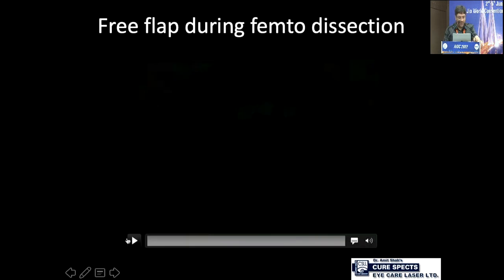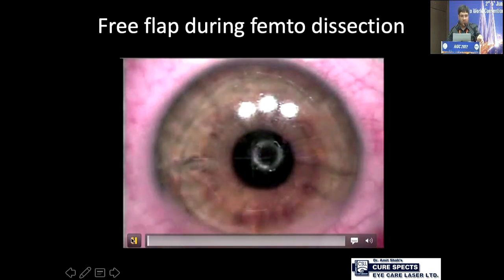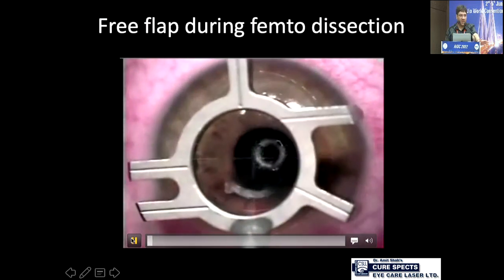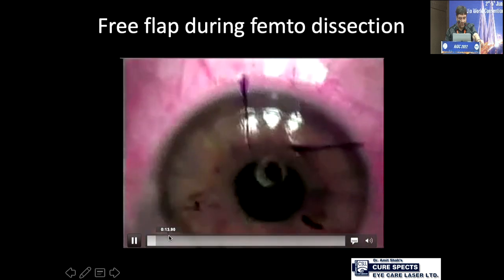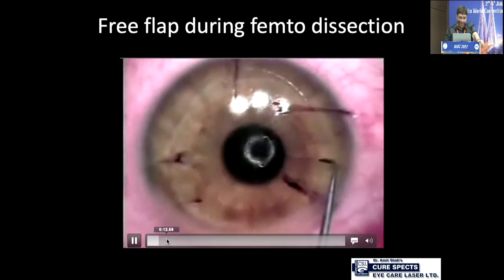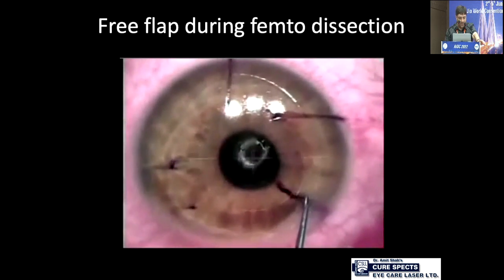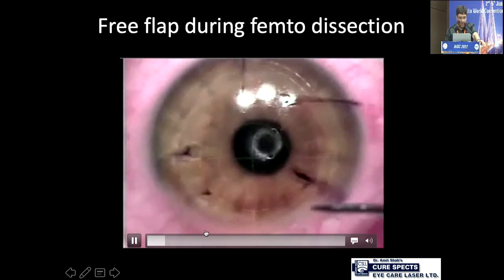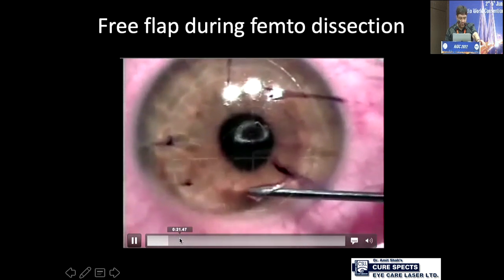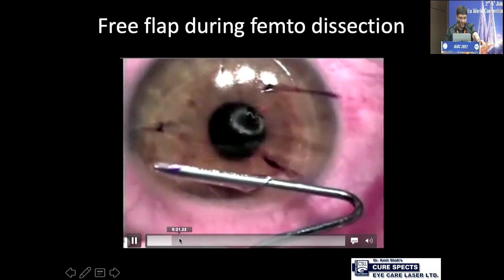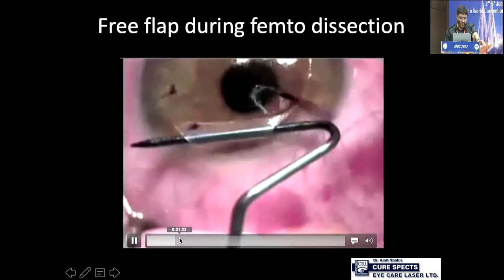Another complication which is very rare, which happened to me, was a free flap during the femto dissection. I think this is one of the most unique complications I have come across. As you can see, I've already made the flap over here. I'm trying to dissect the flap. The patient is absolutely apprehensive, anxious, and just see what happens when I'm trying to dissect. Here everything is going smoothly. I think it's going to be a very well dissected flap.